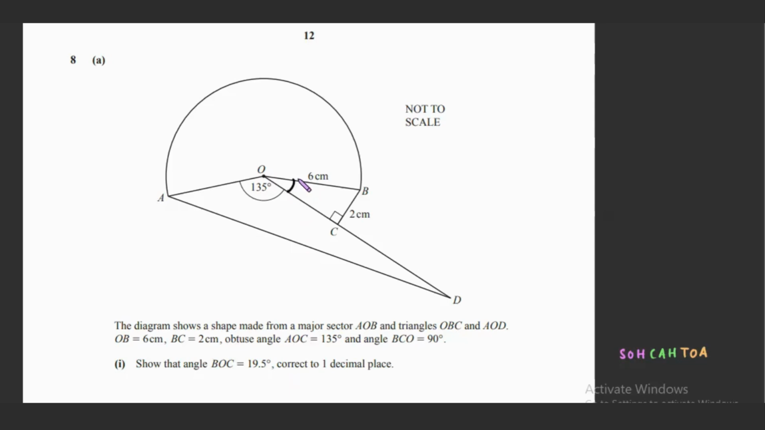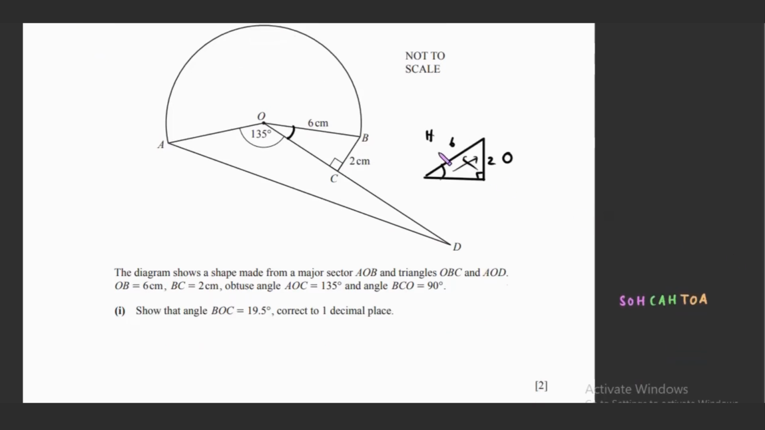Now to show that this is 19.5, we will have to use trigonometry for this triangle that is given to us. So let me draw the triangle here. So this is the angle we are supposed to find. This is 6, this is 2, this is 90. I need to find this. So this is the hypotenuse. This is the side opposite to the angle, that is the opposite side. So the trigonometric ratio that deals with the opposite and the hypotenuse is sine. So we got to make use of sine to find the value of the angle.